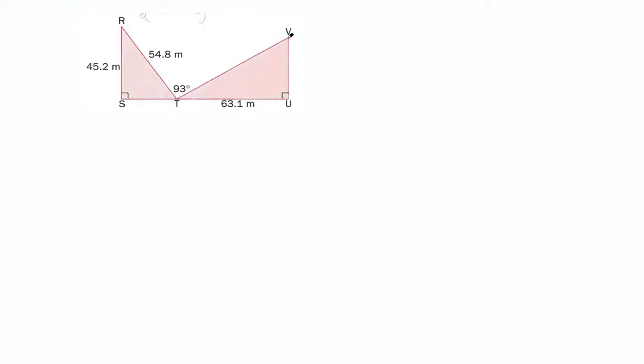We want to find this side. Okay, but in order to do that, we need one of the angles, and we can find what this angle is as long as we find out what this angle is. All right, so figuring out this, I'll call this angle T prime.